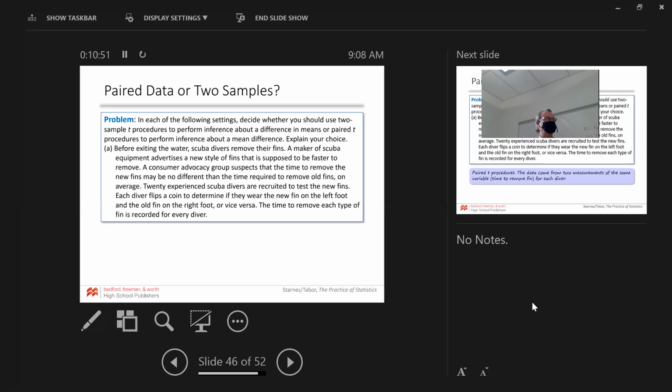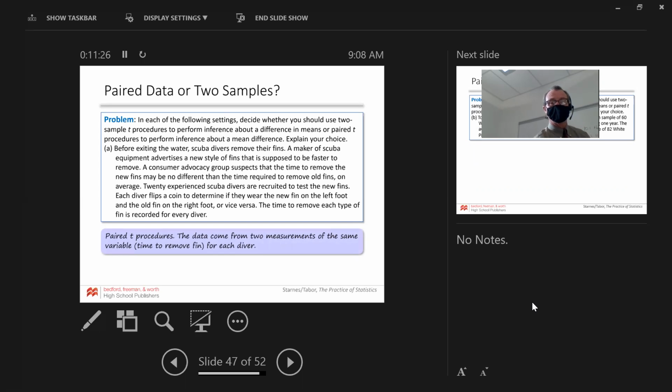And then would you say it's matched pair or repeated measure? Well, ready? I would say this. It's the same person. So you're being paired with yourself. The scuba diver removes their fin. Each diver flips a coin to determine if they wear the new fin on the left foot, the old fin on the right foot, or the other way around. Okay? So it's the person repeating it. Does that make sense? It's the same person. They're getting one of each fin.